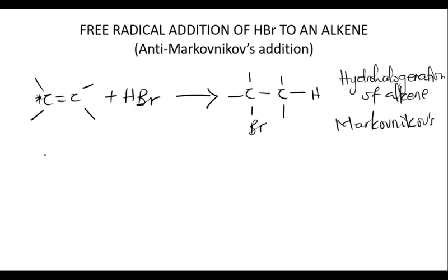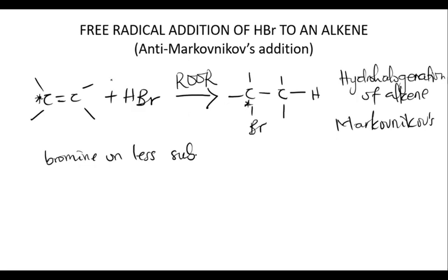on the less substituted carbon? That is, in this example, if we want the bromine to be on this carbon rather than this carbon, what do we do? This is where the free radical addition of hydrogen bromide comes into place. So for this reaction, if you want it to go via the anti-Markovnikov's addition, all we need to do is to add a peroxide to this reaction.